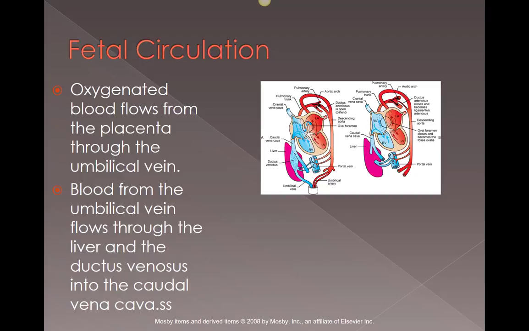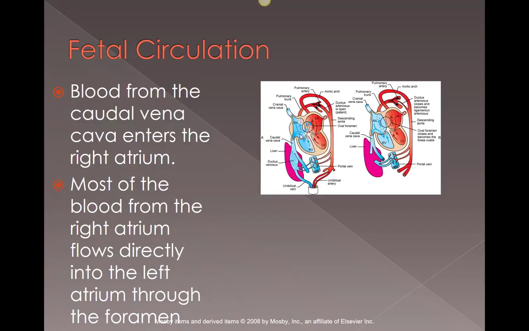It's going to be either pushed through the oval foramen, or the majority of it is going to be pushed through the ductus arteriosus, both of these right here. And from here, it's going to go back into systemic circulation. Very little of it is going to go to the lungs. So pretty much everything stays the same. Blood enters the right side of the atrium. The biggest thing is this bypass right here.